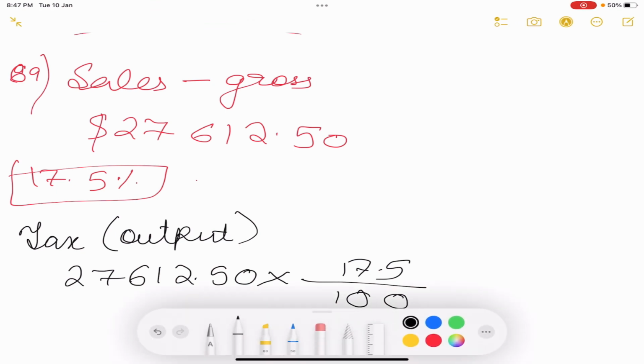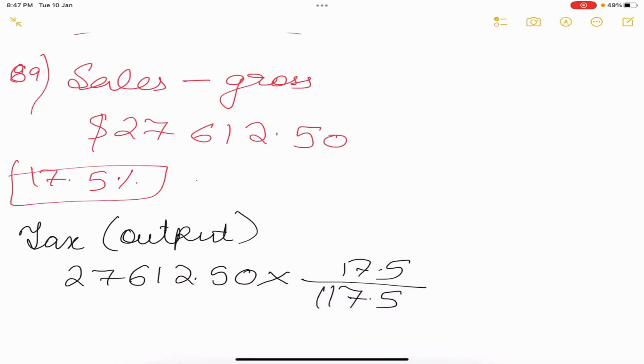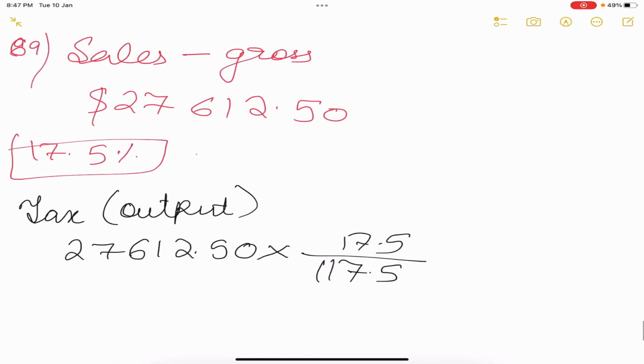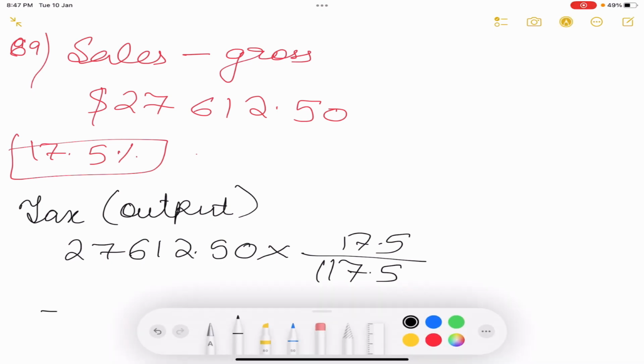Think about it. The value which is given is gross value. So since it's a gross value, will I do 100 or 100 plus rate? It's going to be 117.5. Right. I guess there's no doubt in this. So by doing this, we get the output tax, which is 4112.5.